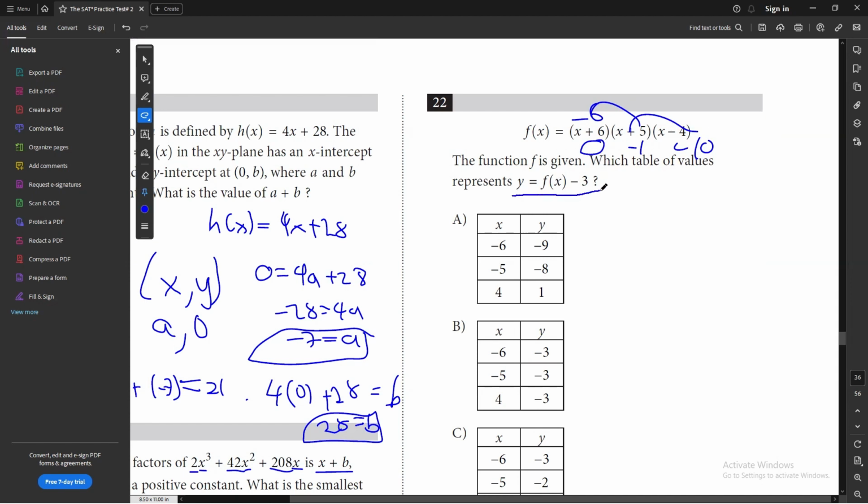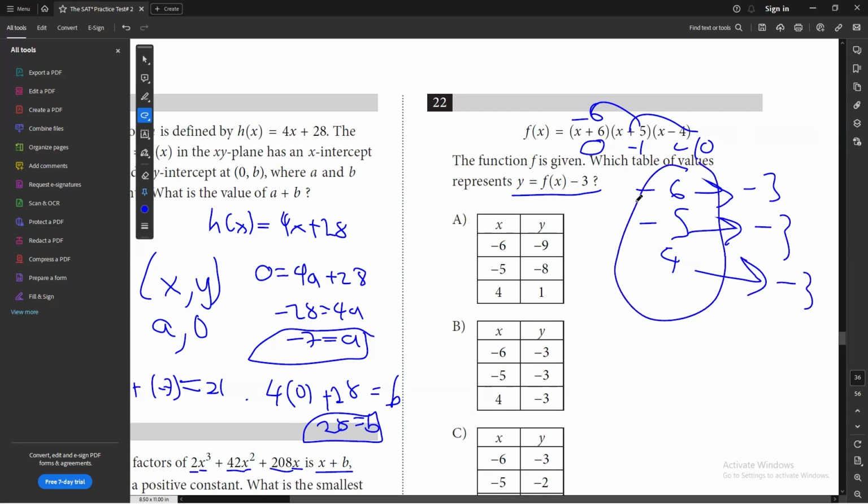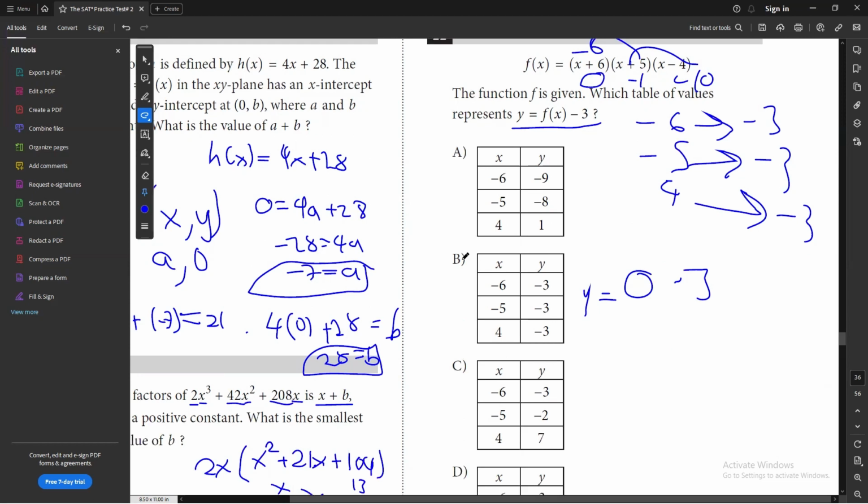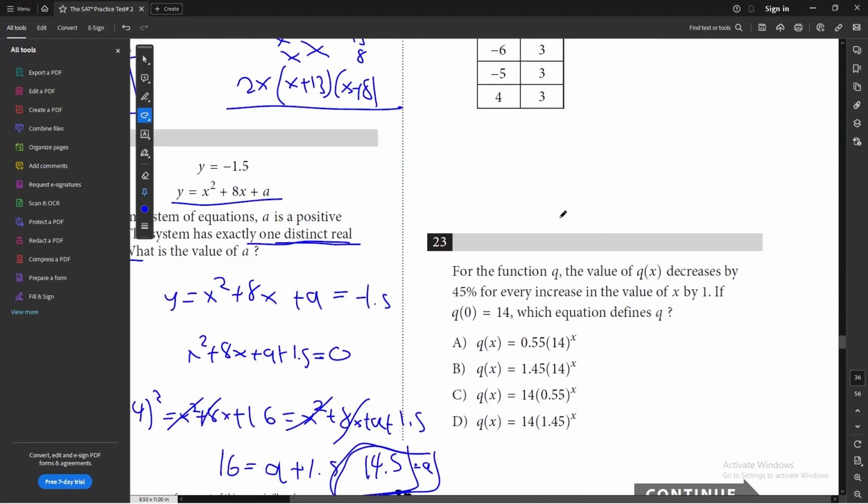However, the question is saying that y is equal to f of x minus 3. Therefore, if I plug in the zeros of the function, which are -6, -5, and 4, I will end up getting -3s, because when I plug these values, I will get 0 from f of x. But y is f of x minus 3, so I'm going to do 0 minus 3, which is equal to my y, and therefore my answer choice has to be B.